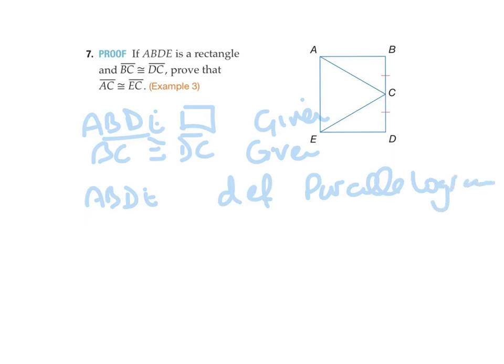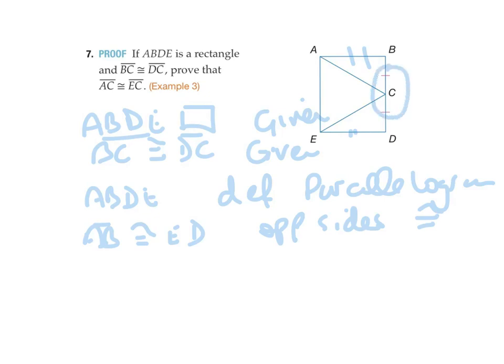Just quick and easy. Need to prove that this guy is also congruent to that. So AB must be congruent to ED, because we want to know that opposite sides are congruent. All right, so that's opposite sides congruent. And as in the question, they've marked these two guys, so we want to know that angle B and angle D are right, because they are part of the definition of rectangles.